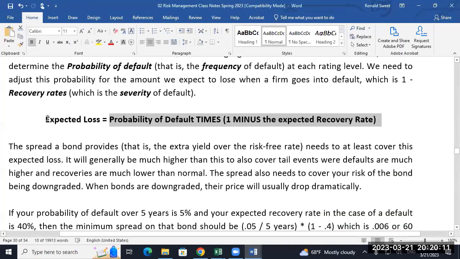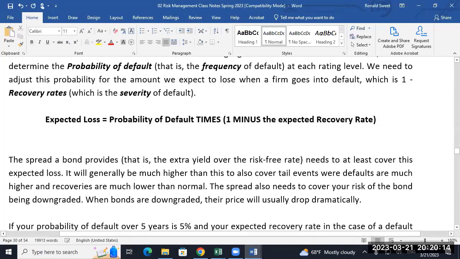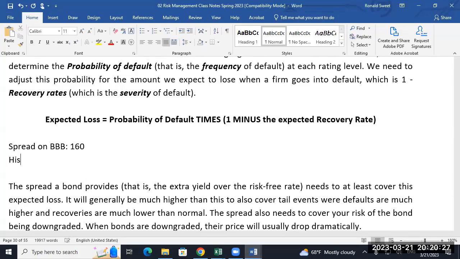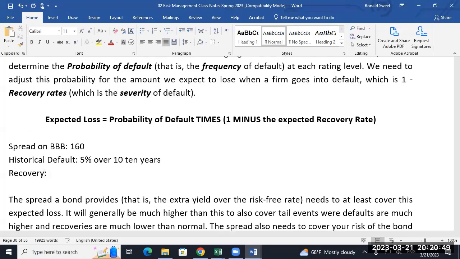So this is the entire question on the exam. Let me make up some numbers and then we'll look at some actual numbers. Let's say the spread on a triple B is 160. Let's say the historical default is 2.5% over 10 years. Well, I'll even make it higher. I know it's not this high, but I'll make it higher. Let's say 5%, 10 years. And the recovery is 40%. So is that spread adequate to cover your risk?